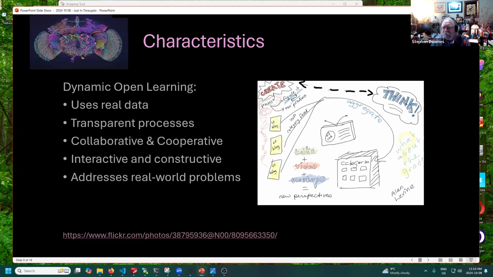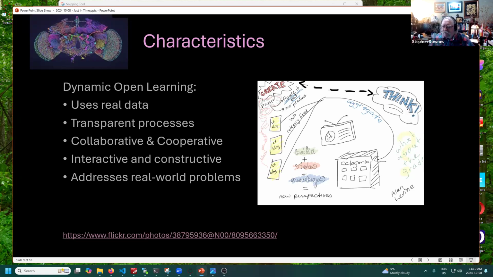So basically, having looked at different discussions of dynamic open learning, here are the characteristics. One, uses real data. That's really important. Yeah, you could fake the data, but now you've got a case of static open learning. The best dynamic open learning, to my mind, uses real data. Transparent processes, so you can see the data coming in, you can see what we're doing with the data, we can see whatever manipulations we're doing, we can see how we're making decisions in the project, etc.